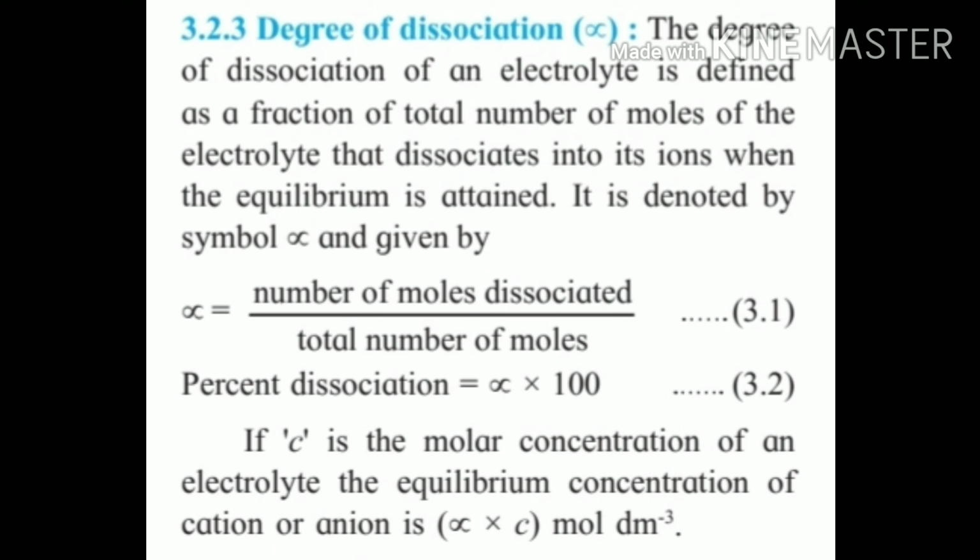Okay, so in the numerator you get the difference as in to what extent the electrolyte got dissociated, right? Now if you want to calculate the percent dissociation, then what you are going to take? You are going to take the formula for degree of dissociation, that is number of moles dissociated upon total number of moles, and multiply it by 100. We know for percent we take 100. Now if C is the molar concentration of an electrolyte, the equilibrium concentration of cation or anion is alpha into C mole dm cube. Now this you will understand when we study Ostwald dilution law.